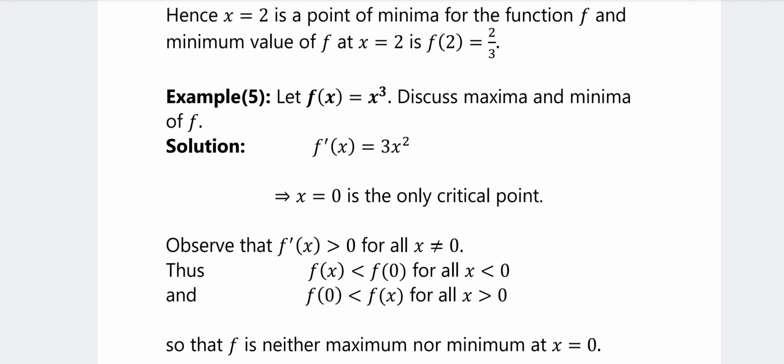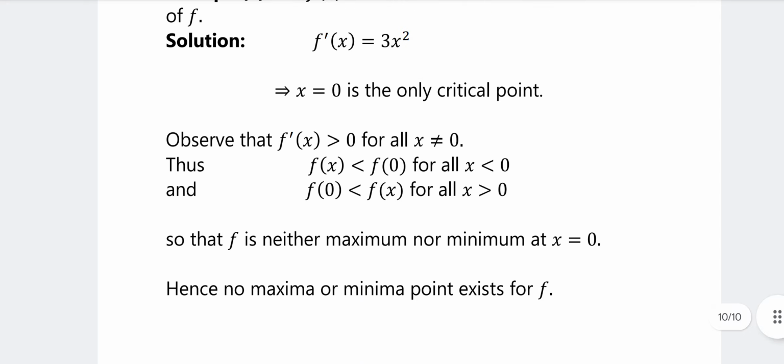So if you see, before 0 the function is increasing, and after 0 the function is also increasing. So what does it mean? It means f is neither maximum nor minimum at x equal to 0. Hence no maxima or minima points exist for f.